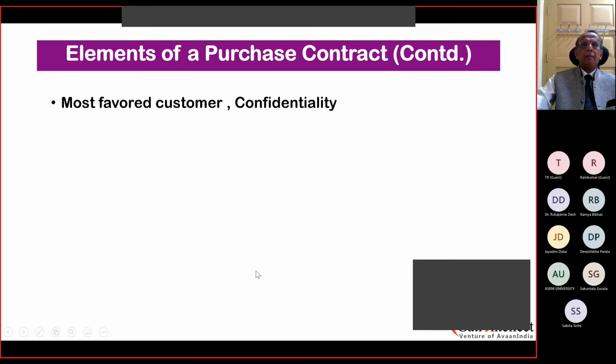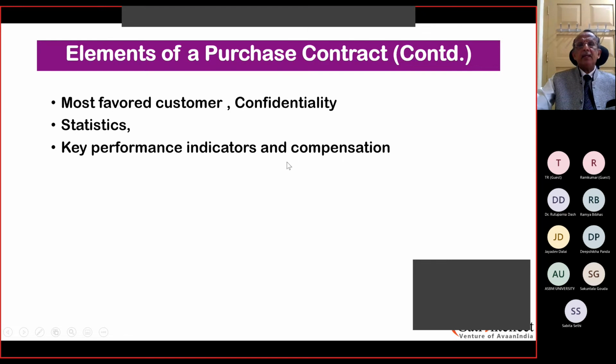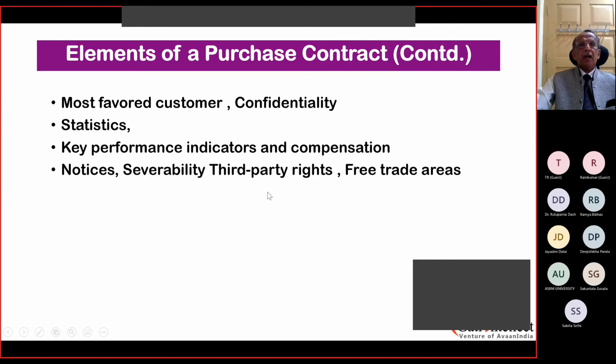Then confidentiality, statistics, key performance indicators and compensation, notices, severability, third-party rights, free trade areas. This is not applicable in this part now. It was there in the olden times. Now free trade agreements between countries are there. Now what I'd like to explain is the second one, severability.